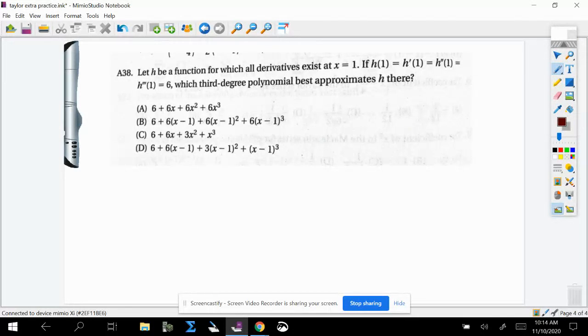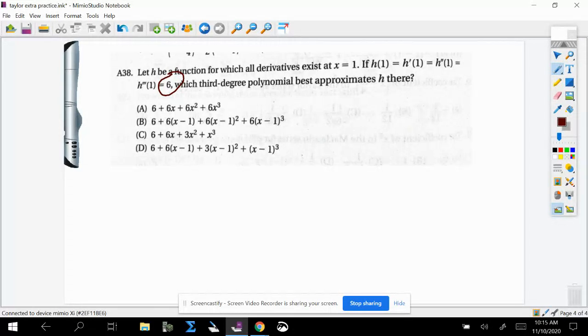So this is saying I'm working with this function h that has all these derivatives at x equals 1, and it actually tells us that h of 1, h prime of 1, h double prime of 1, and h triple prime of 1 all equal 6. Sometimes they'll list them separately. We looked at one in class today where the first derivative was maybe 5 and the second derivative was 3 and the third derivative was 4, but they're giving you that extra information and saving you a lot of time. It wants to know which would be the third degree polynomial that would approximate it.